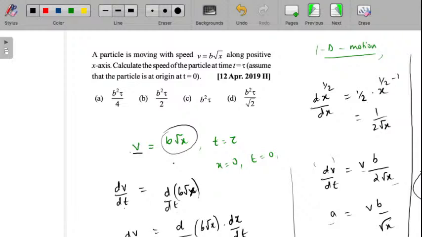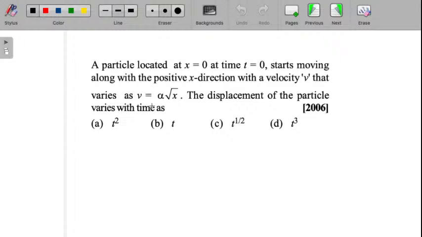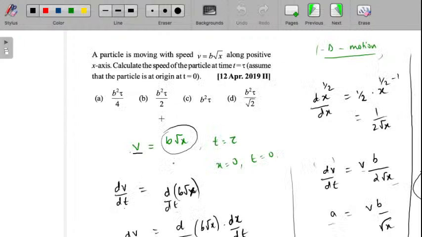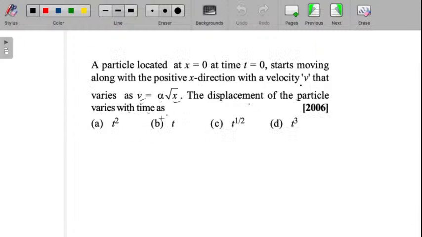We'll come back to this question after we look at integration, and then we are going to see how to solve this. Let's take another question here. A particle at x equals 0, at t equals 0, starts moving along the positive x direction with a speed v that varies with displacement as alpha root x. Now the displacement of the particle varies with time. This is the exact same kind of question as we are dealing with at the moment. v is b root x, v is alpha root x.